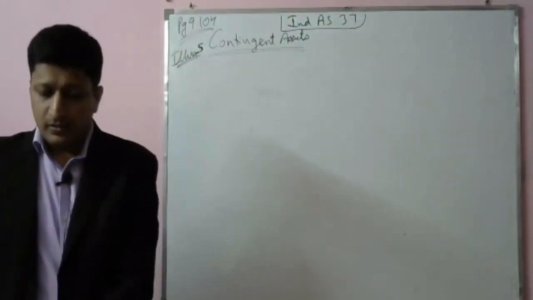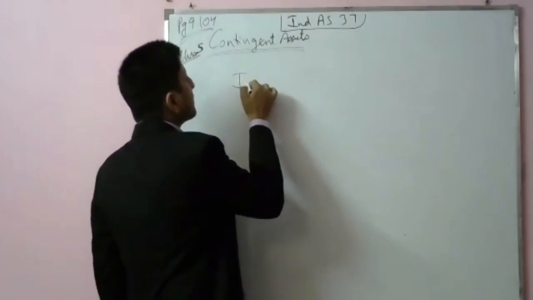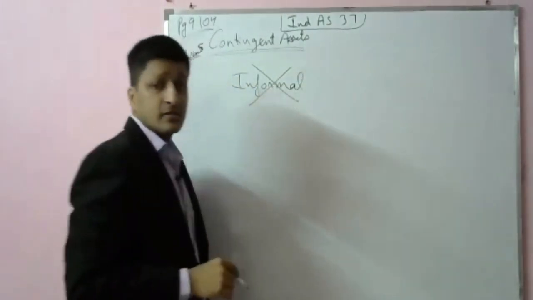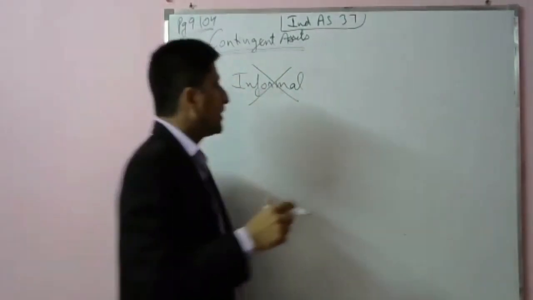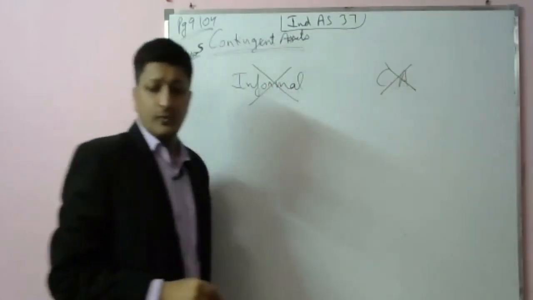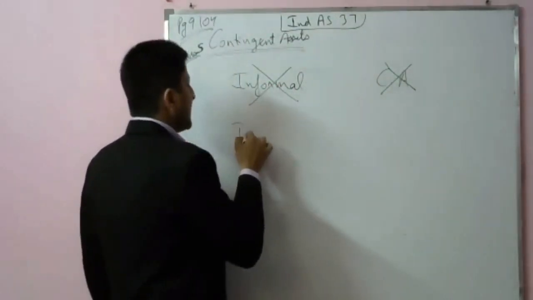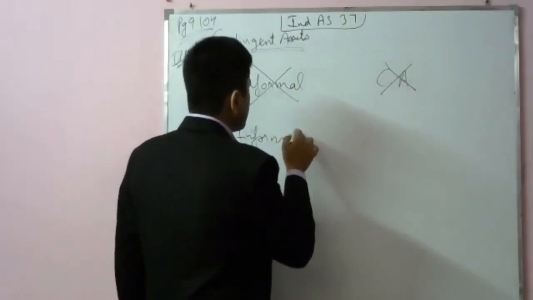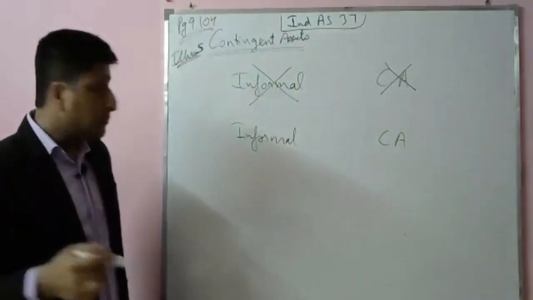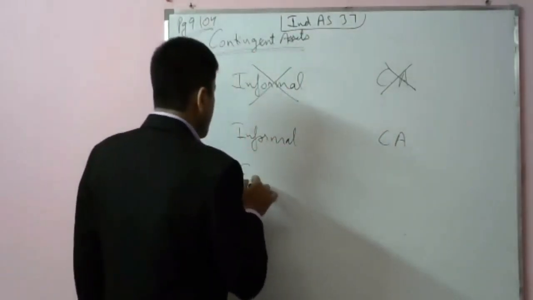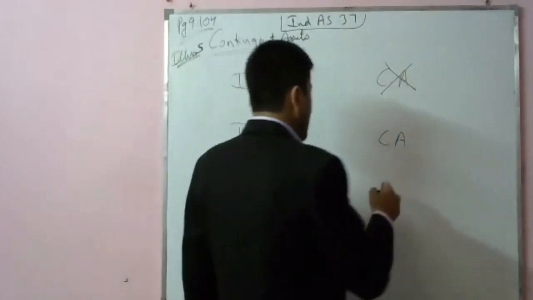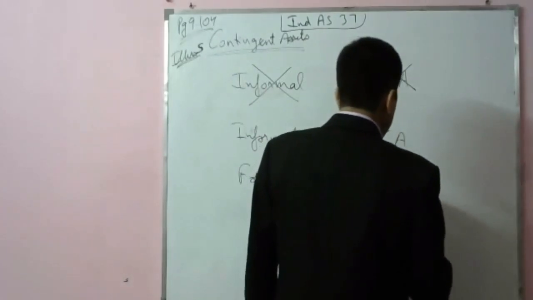In the given scenario, if the informal communication doesn't exist, only a claim has been given. So can we give disclosure of contingent asset? No. Currently, we have this informal communication. That's why we are giving disclosure of contingent asset. The moment this informal changes to formal, this contingent asset will change to an asset.